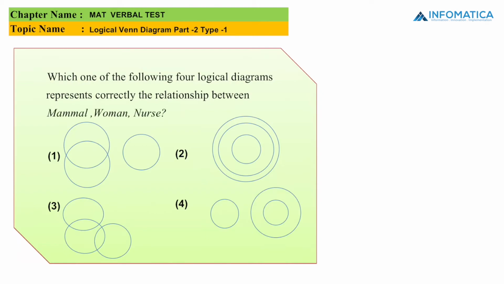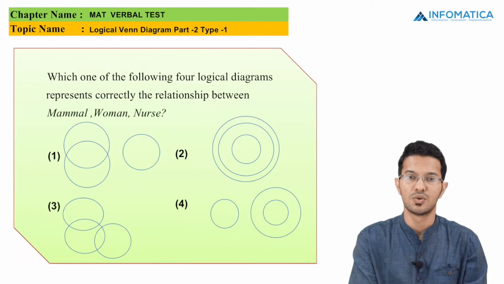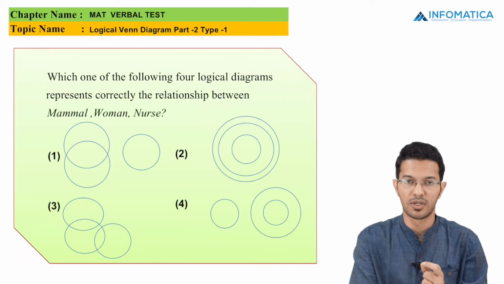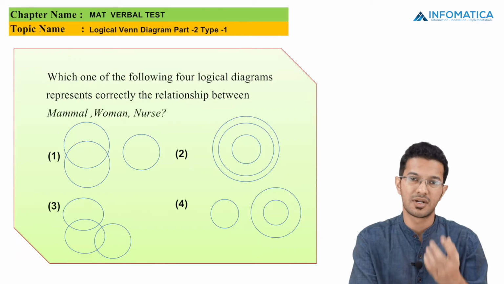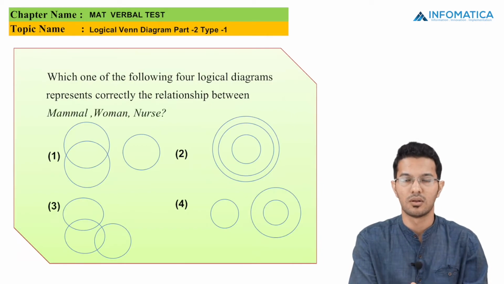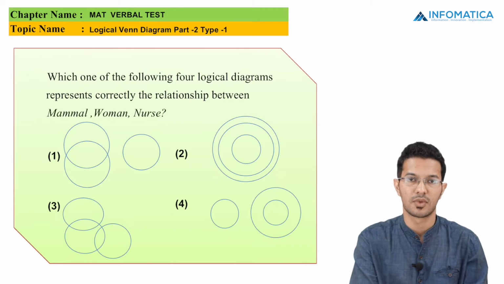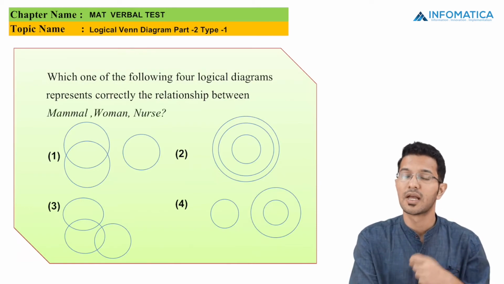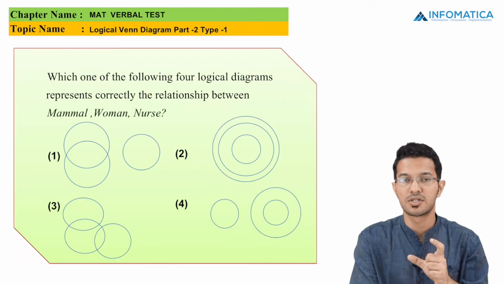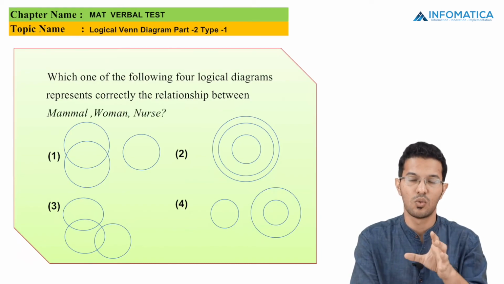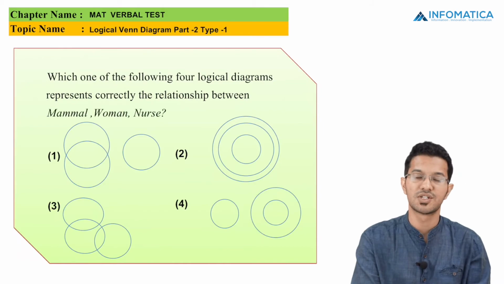Now let us look at the next MCQ. It says that which of the following 4 logical diagrams represents correctly the relationship between a mammal, a woman and a nurse? Student, nurse is nothing but a woman, and also a woman is nothing but a mammal itself. In fact, we all, the humans, are nothing but mammals. So the mammal will be the biggest circle. Inside that I will have a smaller circle consisting of a woman, and the smallest circle will consist of a nurse. So we need 3 circles which are one inside each other. So the answer to this question will be option 2.